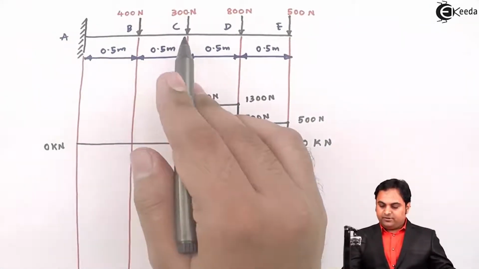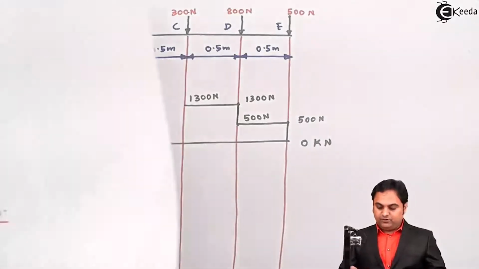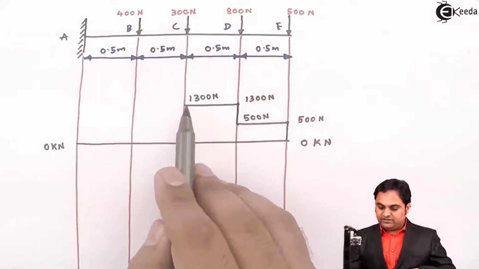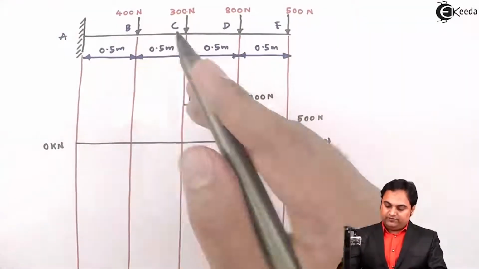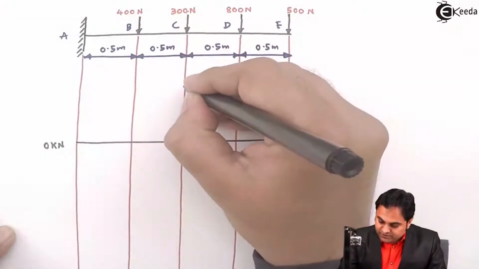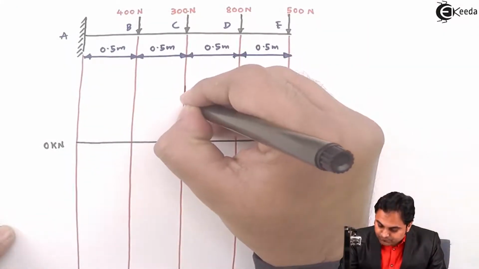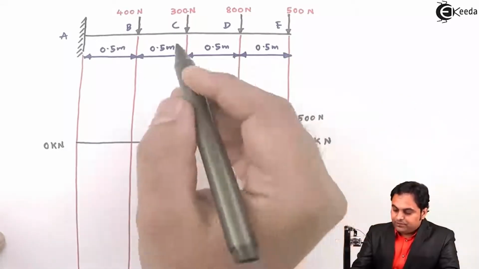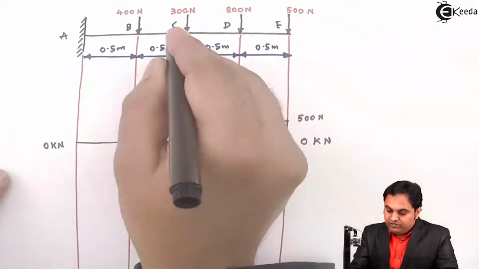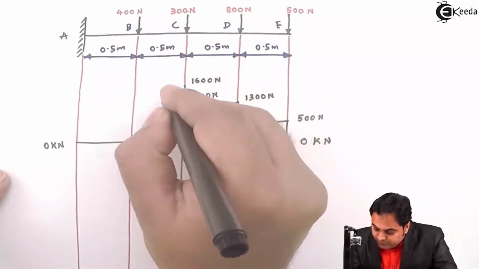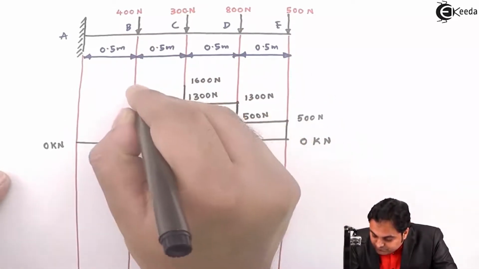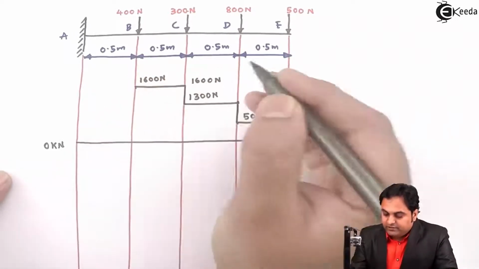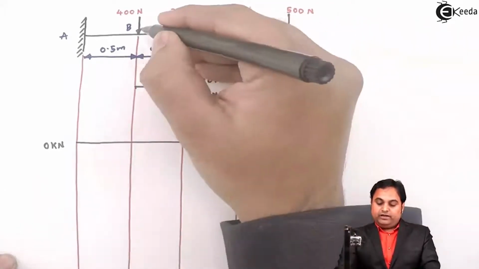Next, the moment load acts at point C, the value goes up to 1600 Newton, meaning the value to the right of C is 1300 Newton. To the left of C, it will become 1600 Newton. Then this value of 1600 Newton will continue from C to B, as there is no load from C to B. So here the value of shear force is 1600 Newton to the right of B.